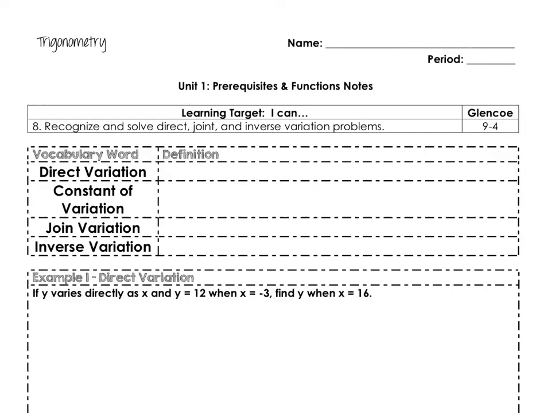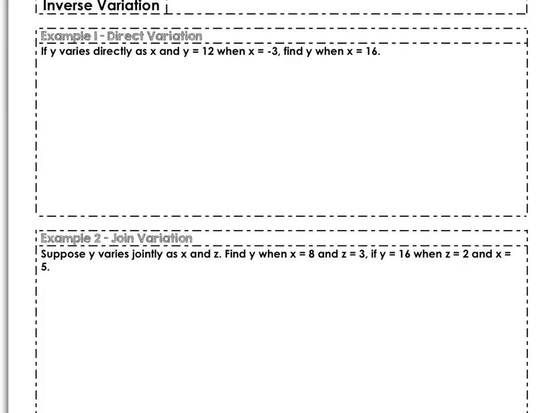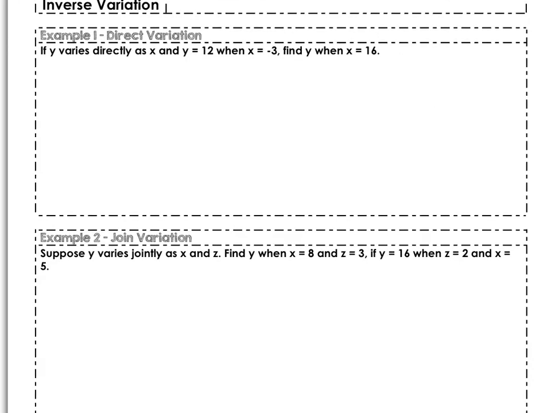This is your lesson on variation problems found in Glencoe 9-4. We're going to start off with example number 1 where we're looking at some direct variation problems. If y varies directly as x, that means y is equal to kx. And y is 12 when x is negative 3. Find y when x is equal to 16.